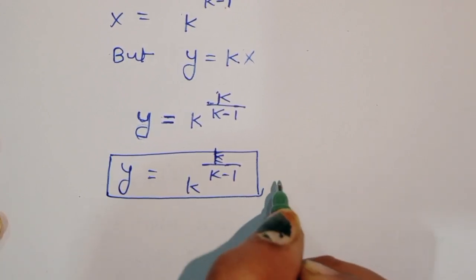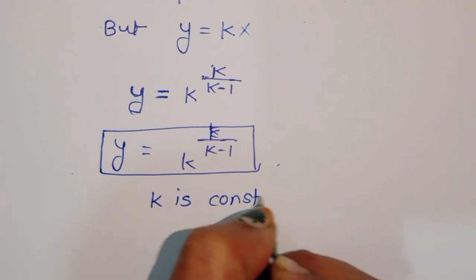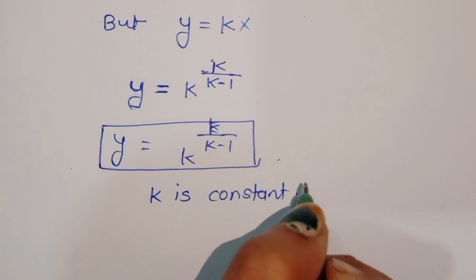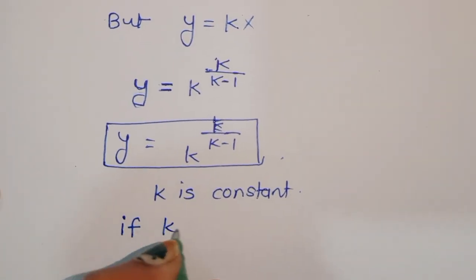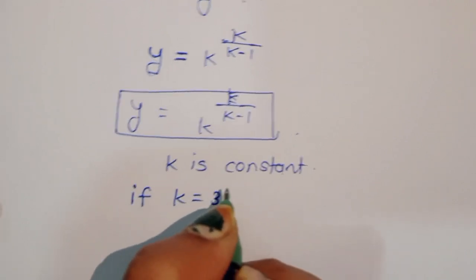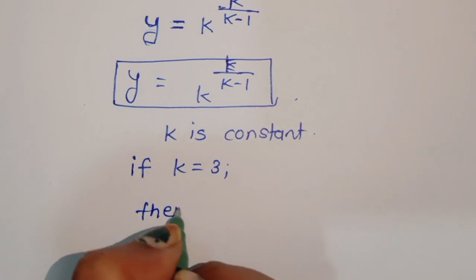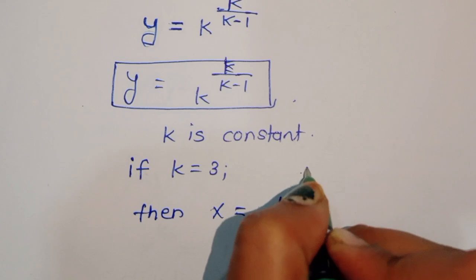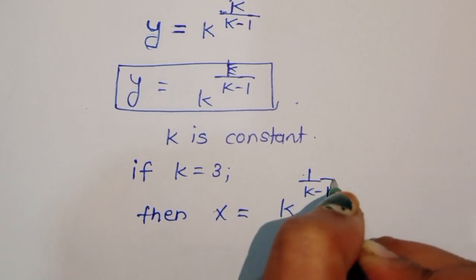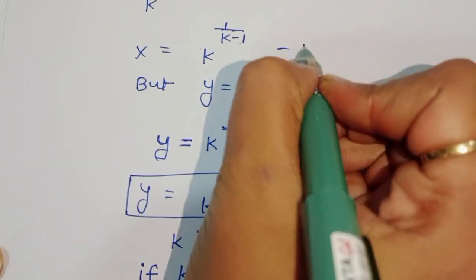This is the value of y, and k is constant. We already considered that k is constant. So if we take k equal to 3, then x is equal to k raised to 1 upon k minus 1. This is by equation 1. We already considered this as equation 1.